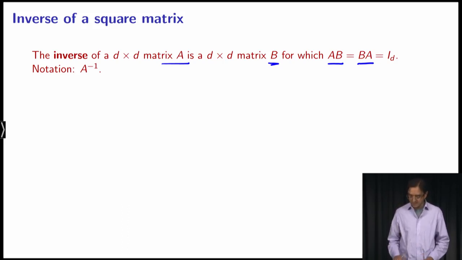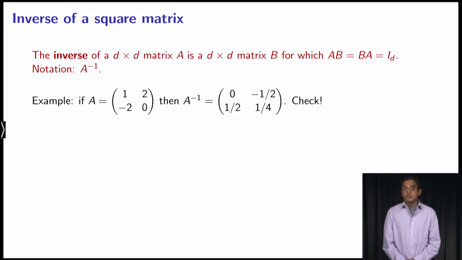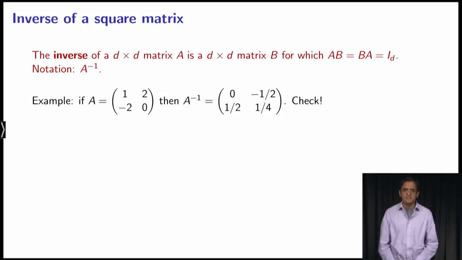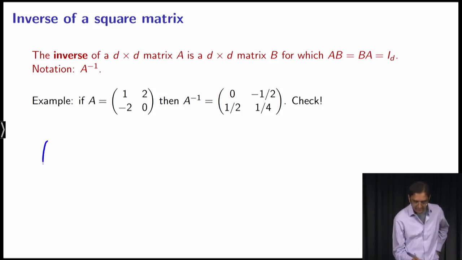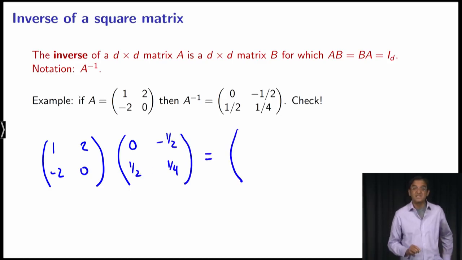So let's do a little bit of an example. Here's a 2 by 2 matrix A, and I'm claiming that this particular matrix is the inverse of A. Okay, so let's check and see if this is really the case. So 1, 2, minus 2, 0, that's A. And the thing that I'm claiming is the inverse is 0, minus a half, and a quarter. Let's see what this multiplies out to.